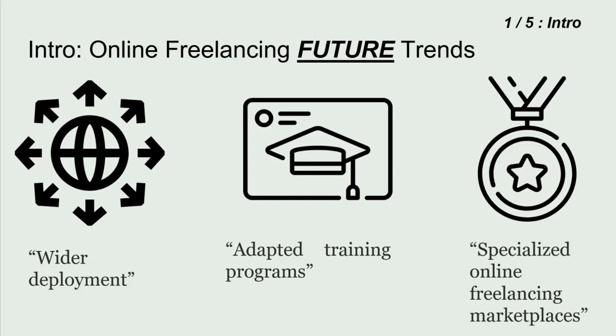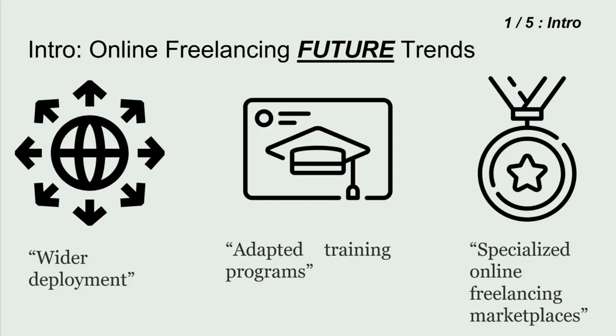Second is adapted training programs. Indeed, this is an aspect that was outlined both during the AnswerThePublic.com survey as well as during the listing of the main challenges that are facing online freelancers. Third is specialized online freelancing marketplaces. Indeed, this is a trend that is already taking shape. Today, the main marketplaces like Upwork, Freelancer, and Fiverr are general-purpose platforms. It's expected that specialized platforms by field will be the standard in the upcoming years.